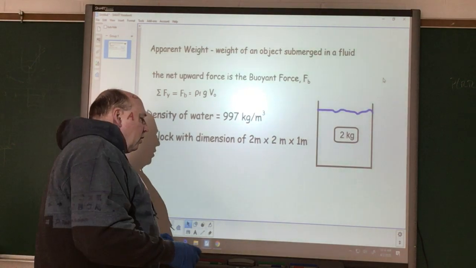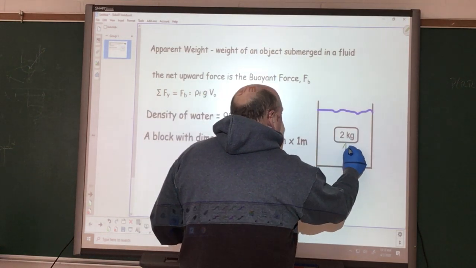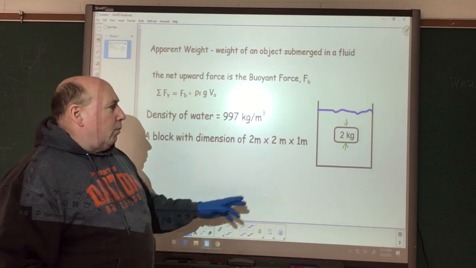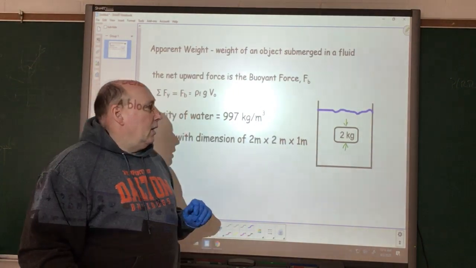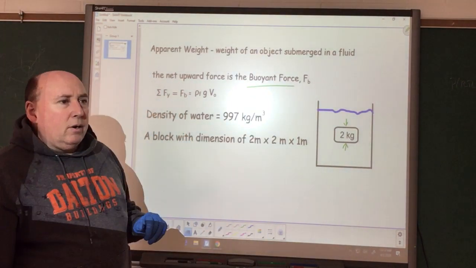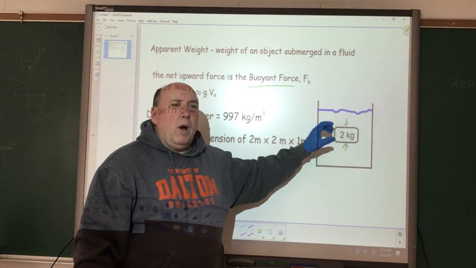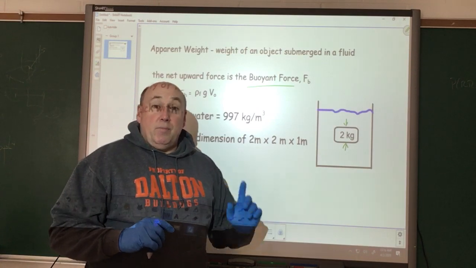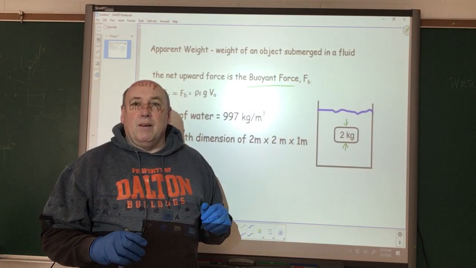So if we take a look at what we worked on yesterday, we have two forces from the water, one going up and one going down. And when we subtracted these, we had a net upward force. This net upward force is the buoyant force. So if I have a net upward force from the water, which force would be greater? If my net force is going upwards, which one would be greater, which one would be smaller?